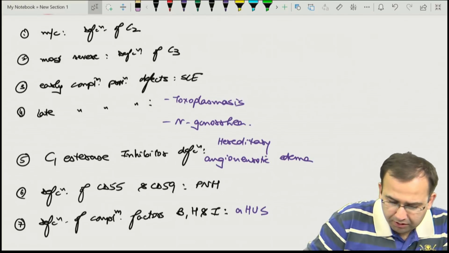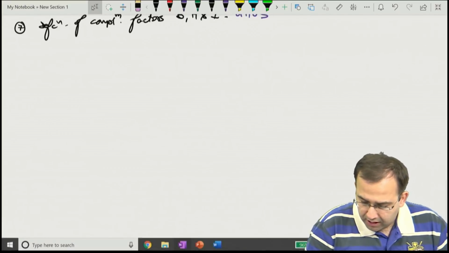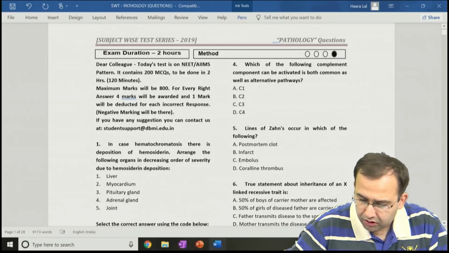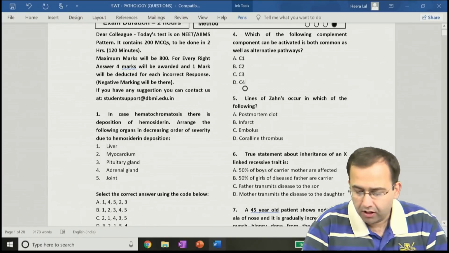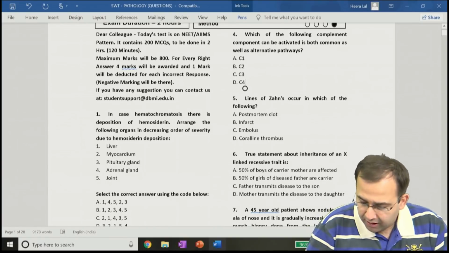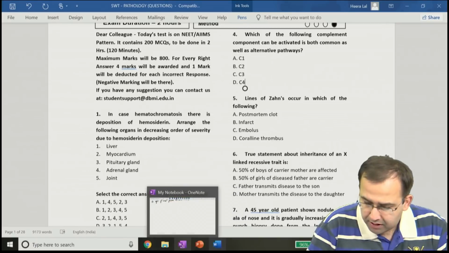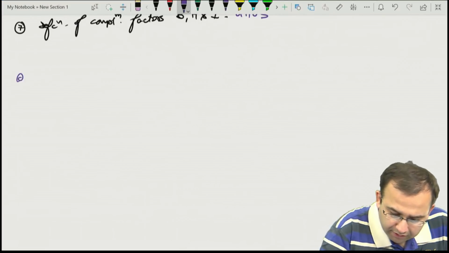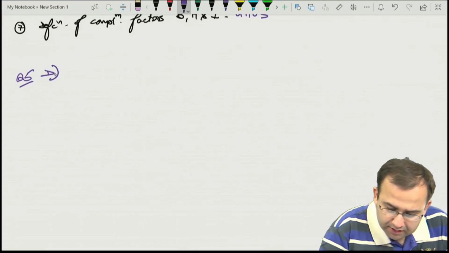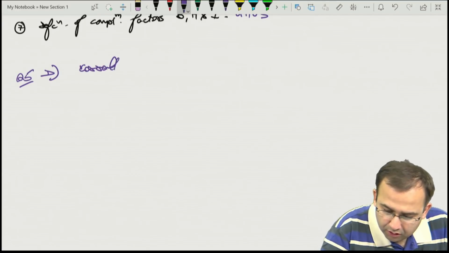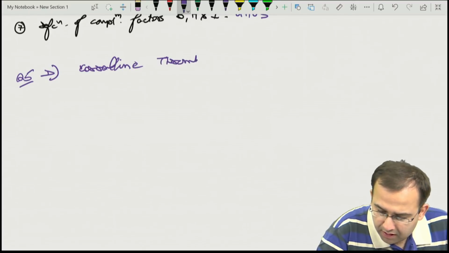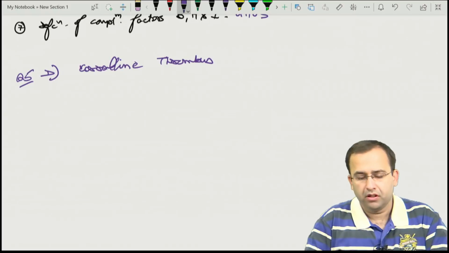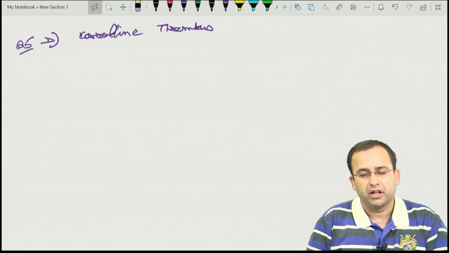Next point. This gets us to our next question, question number 5. Lines of Zahn occur in which of the following? The answer is D, that is coralline thrombus. Now, before we go further, let us have a look at this in more detail.